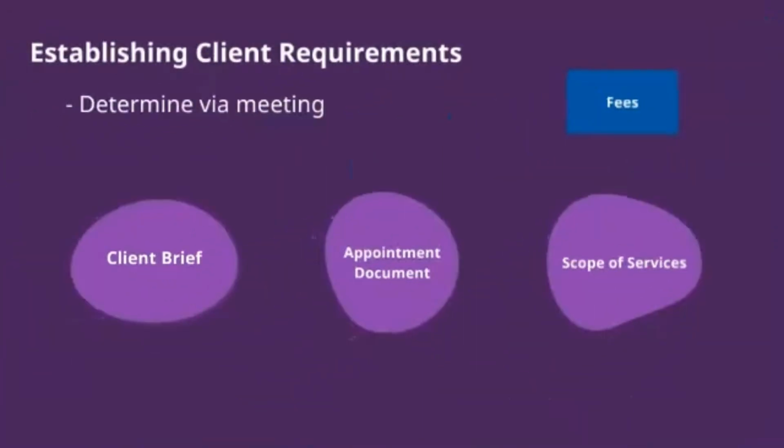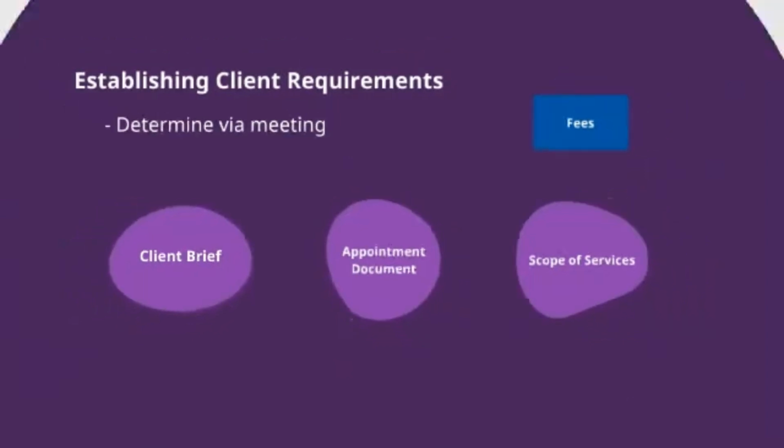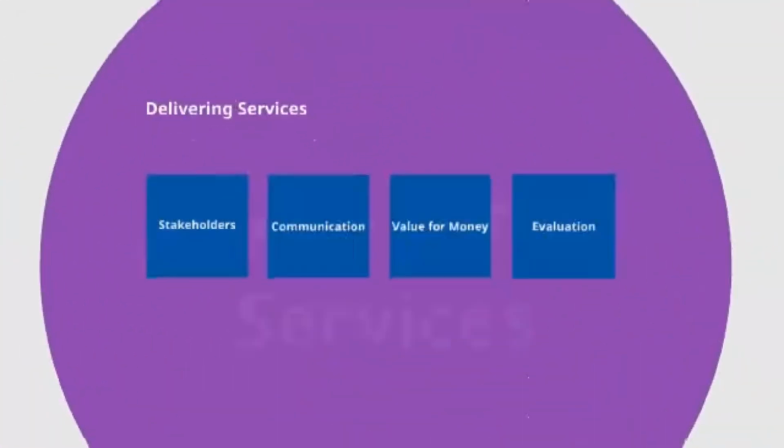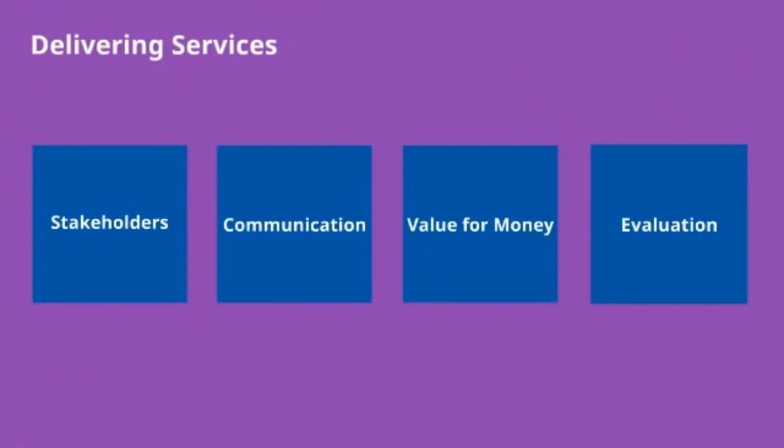Once all the terms of engagement and contracts have been agreed, then of course we're in a position to actually deliver the services. The RICS's third rule of conduct says to provide a good quality and diligent service, and this section provides guidance on how we can do that.